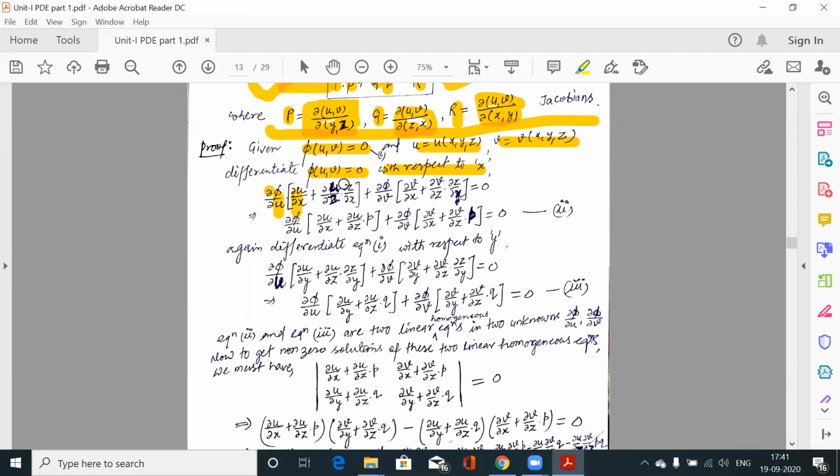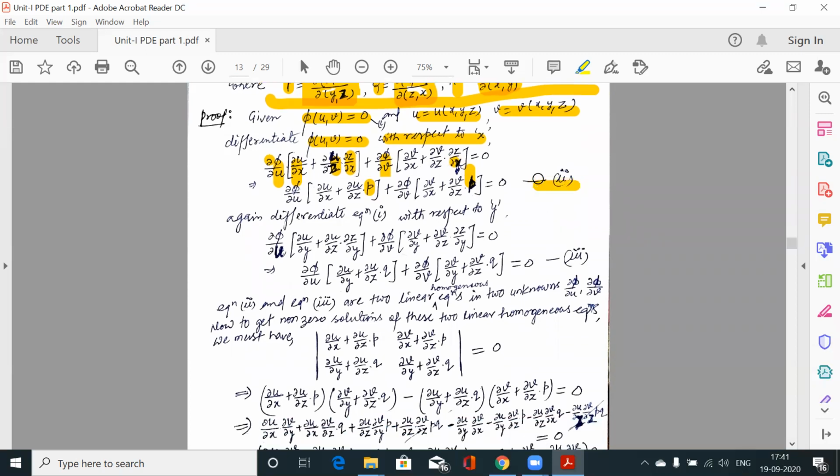So del u over del x plus del u over del z into del z over del x, because u is a function of x, y, z and z is also a function of x. This is the differentiation of u with respect to x, plus del phi over del v, and the differentiation of v with respect to x. Just by simplifying, del z over del x is small p and del z over del y is small q, so del z over del x is also p. This is our first equation.